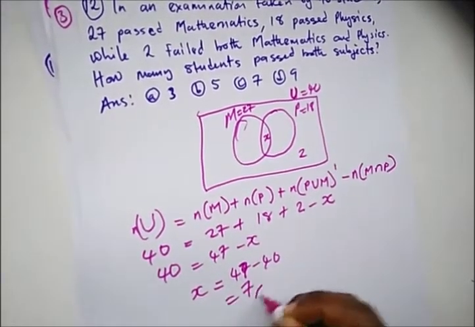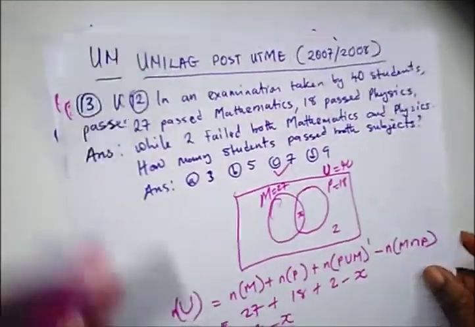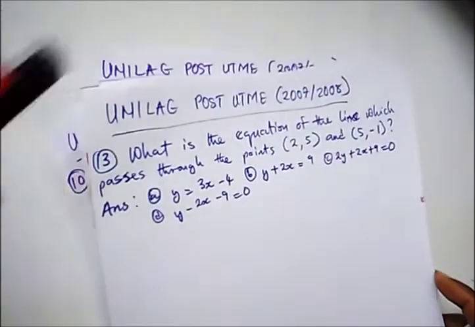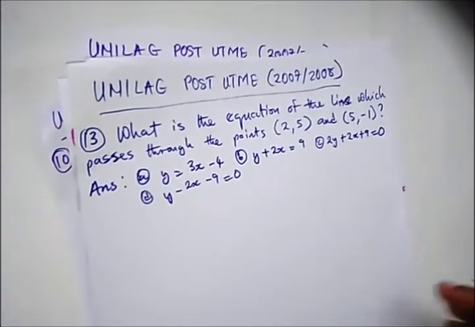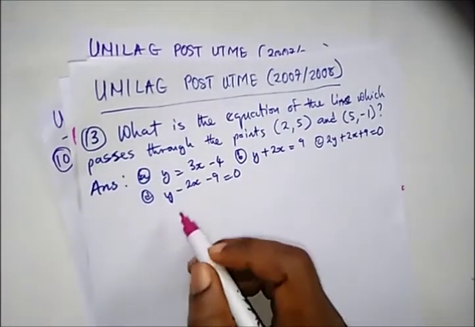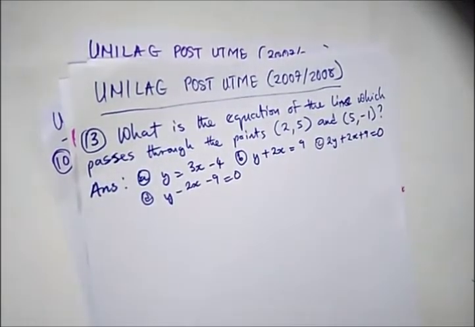So x is what? 7. And what's our correct option here? Option C. The 12th question says, what is the equation of the line which passes through points 2, 5, and that is 2 points? And you know our formula. What's our formula for 2 points of a line?